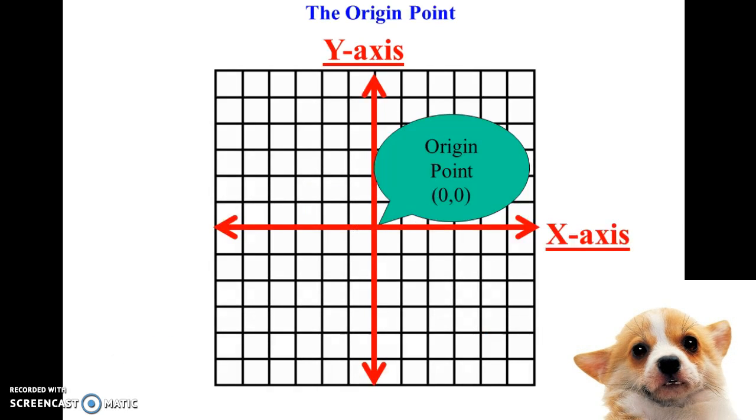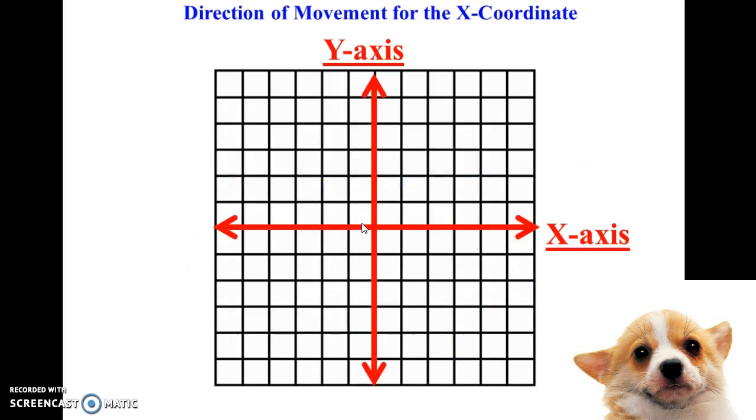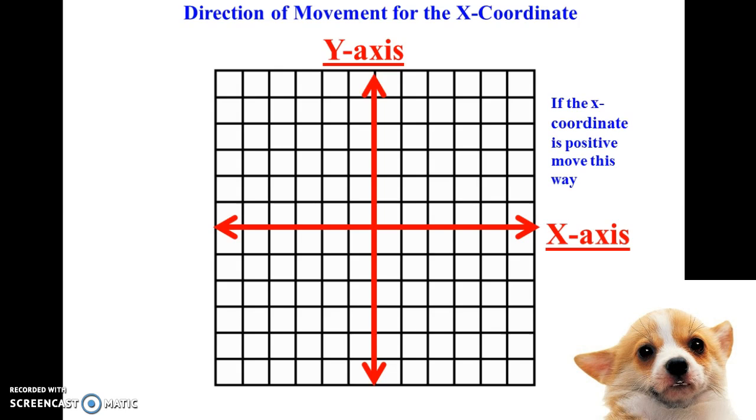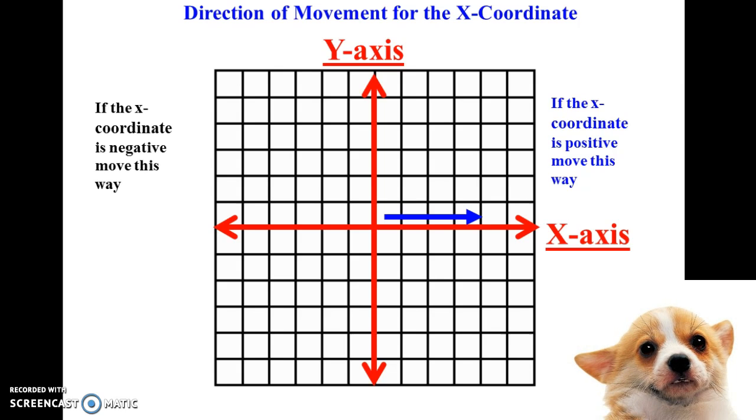This is how you graph a point. You always want to start at the origin, (0, 0), right in the middle of the graph. In order to plot a point, if the x coordinate is positive, move to the right. And if the x coordinate is negative, move to the left. Think about a number line starting at 0. If you go to the right, it's positive numbers, and if you go to the left, it's negative numbers.